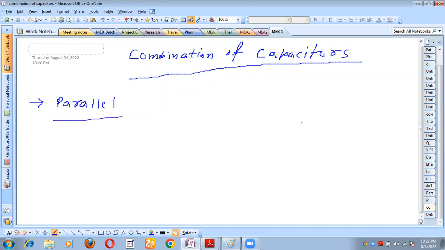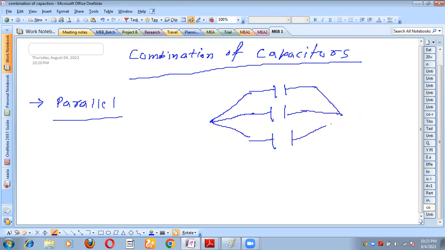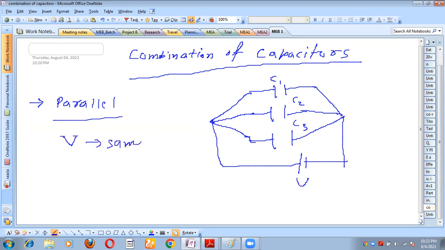Parallel combination. What happens in parallel combination? We all know. Suppose we have capacitors like this. The capacitors are connected such that all the first plates are connected to one point, and all the other plates are connected to another point. In that case, the capacitors are in parallel. The main concept is that in parallel combination, the potential of each capacitor remains the same.